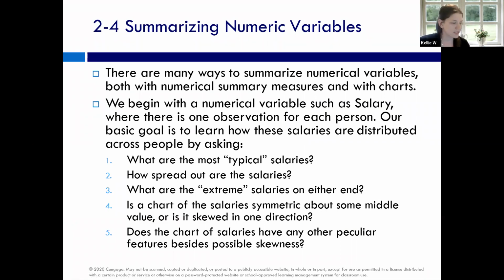Okay, so numerical variables we can do a lot more with. Something like salary, we can look at and ask, what's the most typical salary? How spread out are they? What's the range of salaries? Are there any outliers or extreme salaries on either end? Are the salaries normally distributed, or are they skewed right or left? Or do they have any other peculiar features?